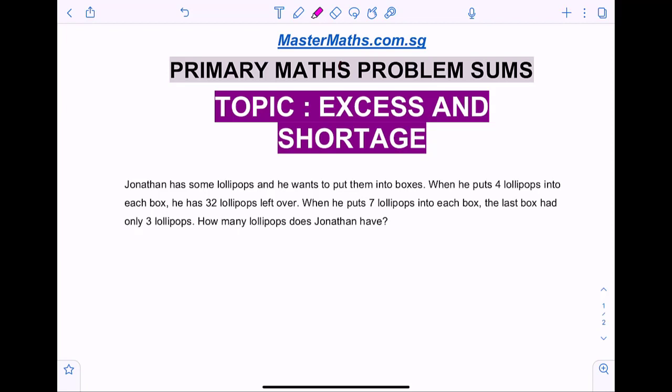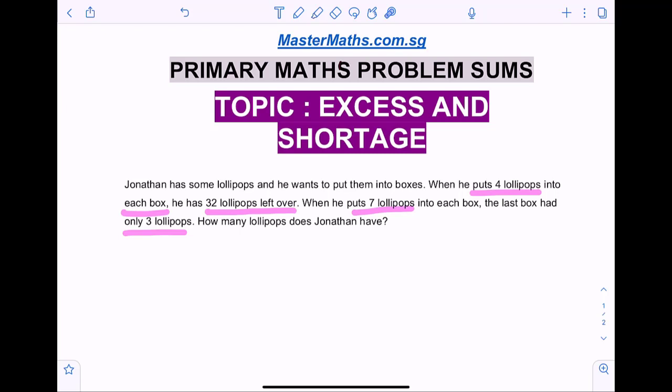Jonathan has some lollipops and he wants to put them into boxes. When he puts 4 lollipops into each box, he has 32 lollipops left over. When he puts 7 lollipops into each box, the last box had only 3 lollipops. How many lollipops does Jonathan have?